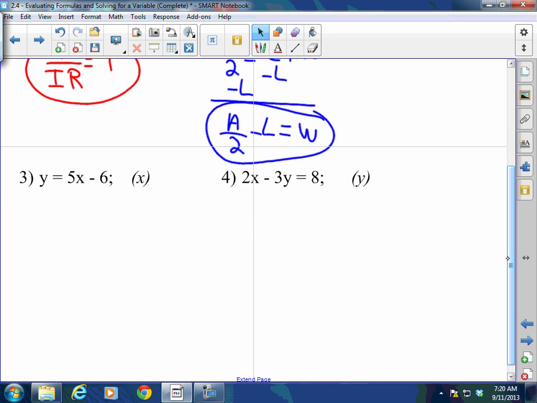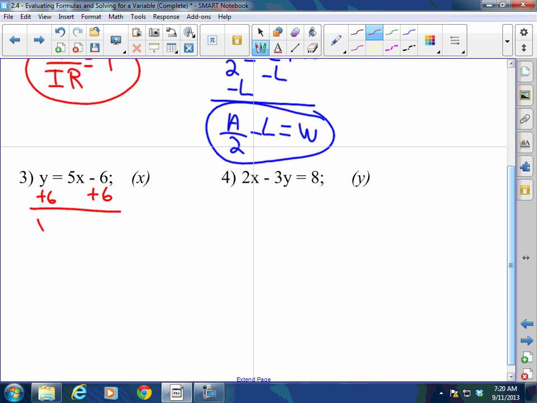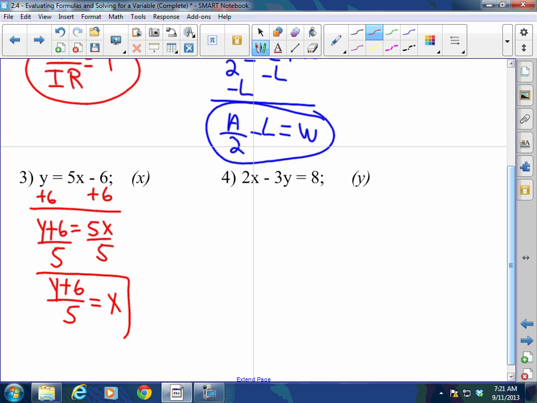All right, let's do some more. Different types. Y equals 5x minus 6. I want to solve for x. All right, well, I got 5x minus 6 equals y. Two-step equation. Undo addition and subtraction first. So I'm going to add 6 to both sides. Y plus 6 equals 5x. I got to solve for x. 5 is being multiplied to x, so I cancel out multiplication with division. Y plus 6 over 5 equals x. Done.